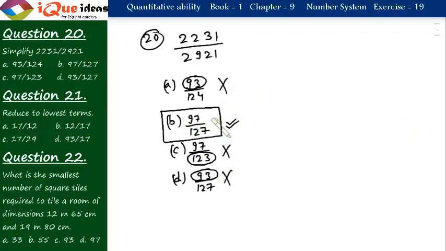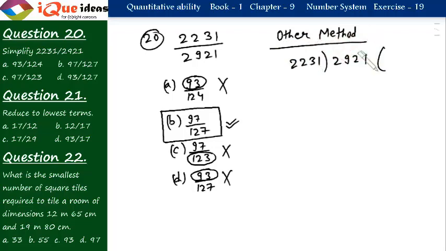Now the other method, which is the conventional method for this question, what you could have done was find the common factor using the long division method. So let's take it like this: 2231 and 2921. This is the method of finding HCF with the long division method. So first we take one time, that is 2231, and subtract. We get 1 minus 1, 0. This is 12 minus 3, that is 9. This 8 minus 2 is 6. So it is 690.